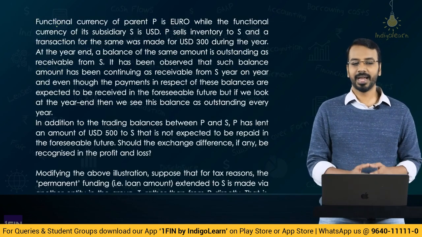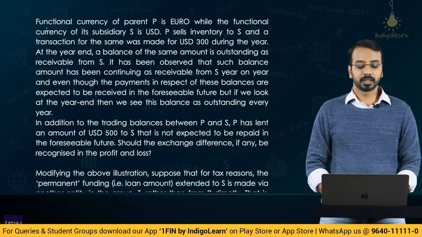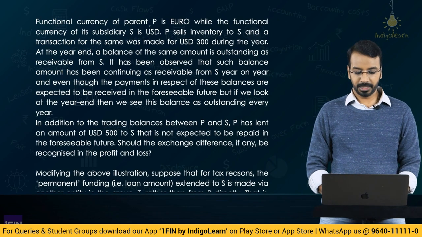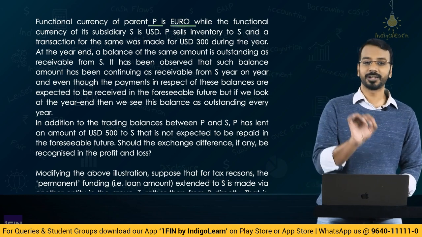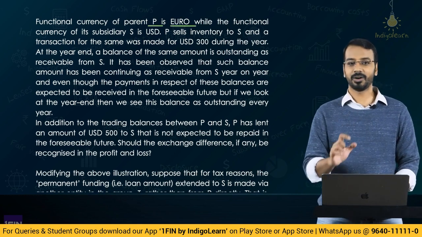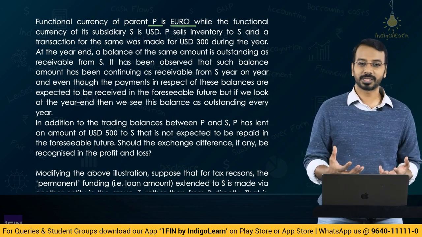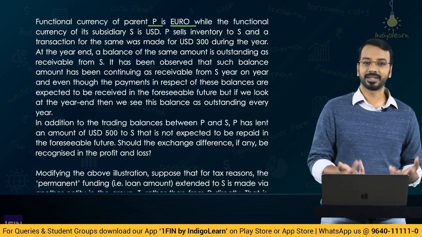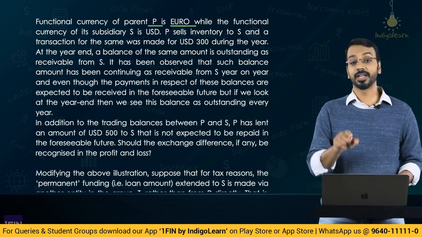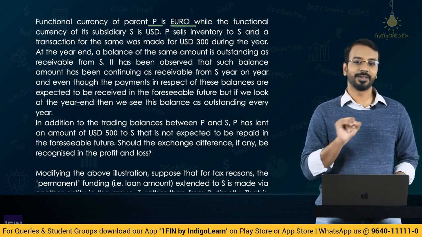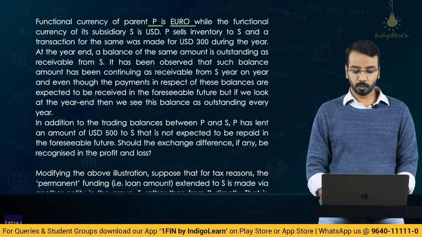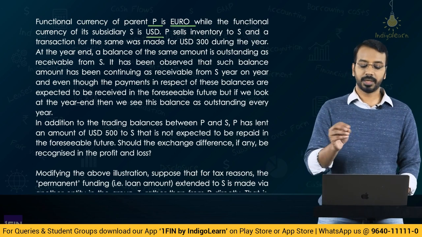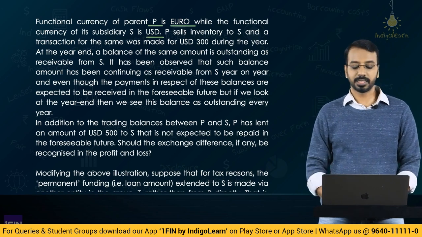Now, based on the discussion we had, let us have a look at a question. The functional currency of parent P is Euro. Please be careful in noting down what is the functional currency and what is the reporting currency, because we are always in a default mode saying that the functional currency will be INR and the foreign currency is USD, nothing like that. You have to look at the question and mark it very carefully. So, the functional currency here is Euro, while the functional currency of its subsidiary S is USD.